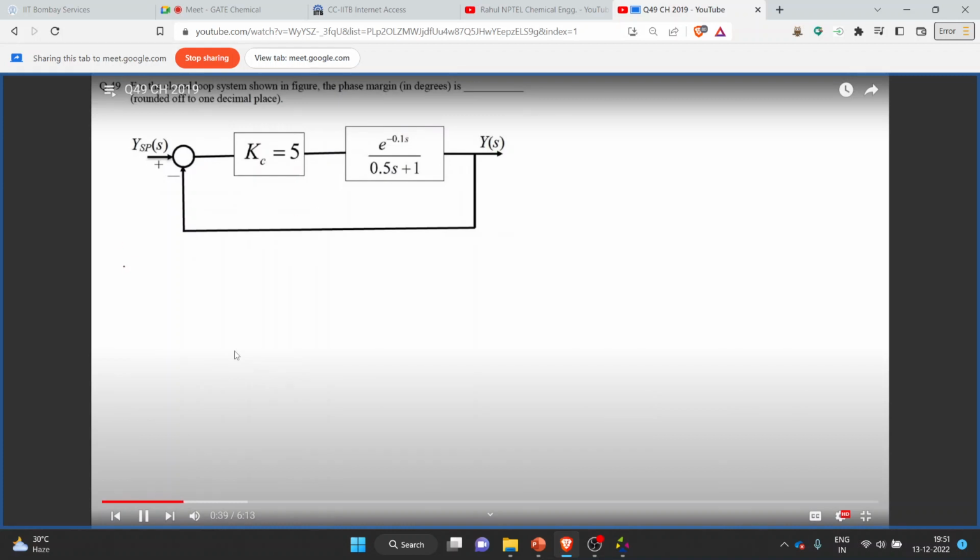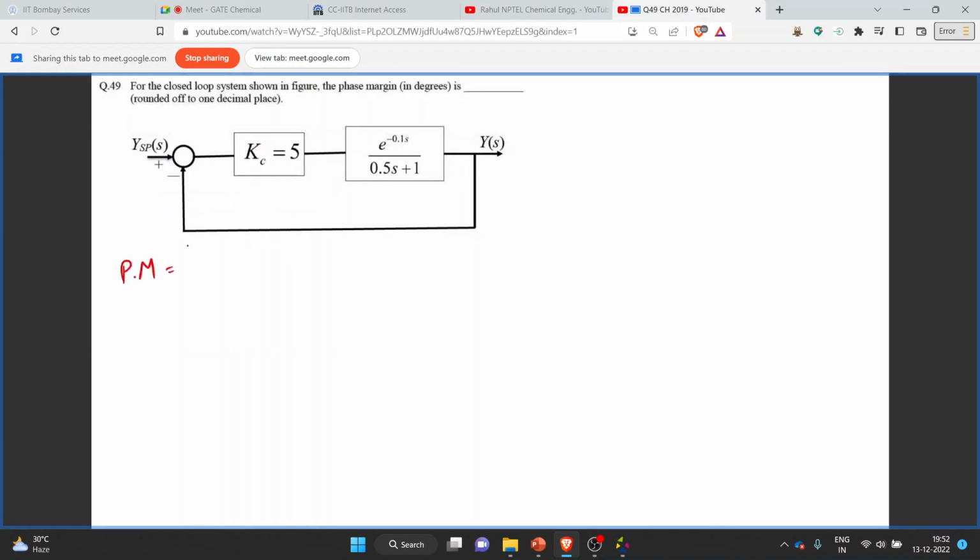So we define this phase margin, let's just call it PM. The phase margin is defined as 180 degree plus phi, where phi is the phase lag at gain crossover frequency. And we define this gain crossover frequency as the omega at which amplitude ratio is 1. So by using these correlations, we will be finding the phase margin of the given question.